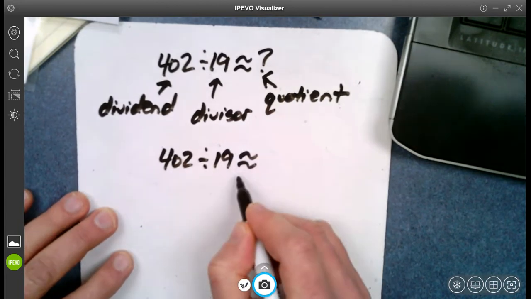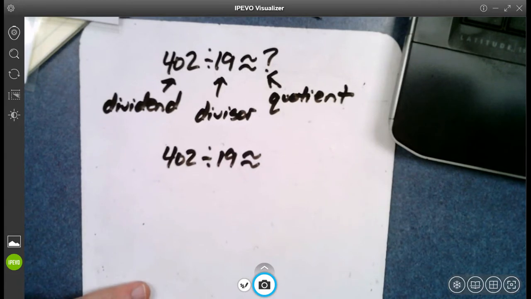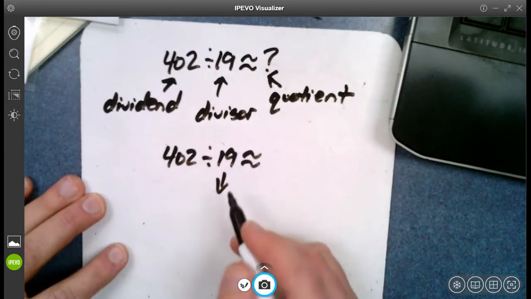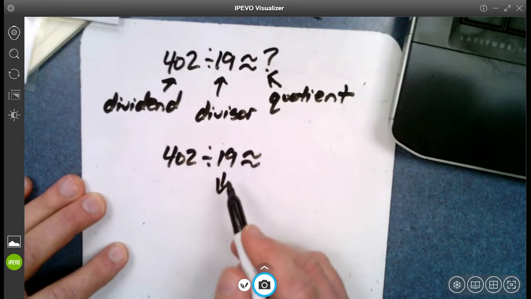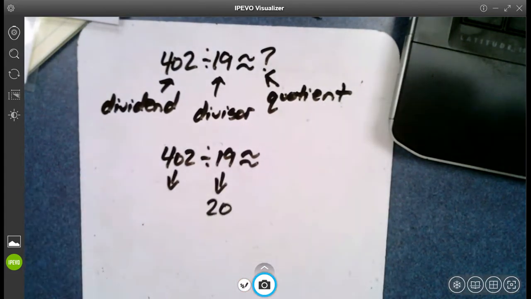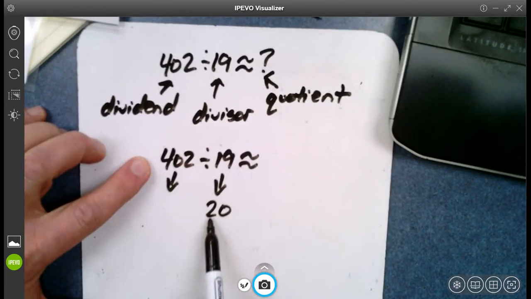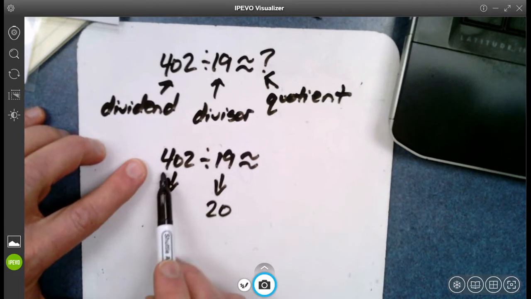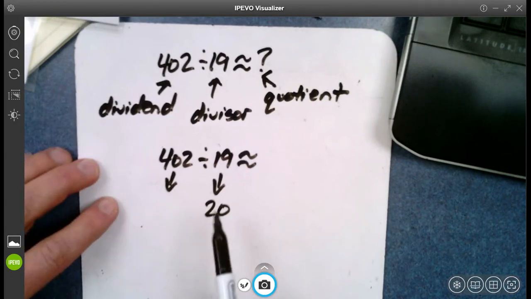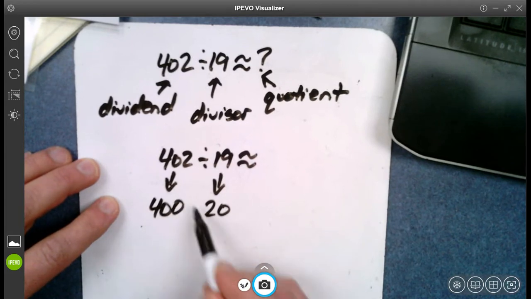And as you can see, we're estimating. So here's what we're going to do. When we estimate quotients, we always start by rounding the divisor first. It's much easier if we round the divisor first. So let's change the 19 into 20. Now I need to change the 402 into something that I know is going to be a multiple of 20. So I'm going to look at the 2, and I'm going to look at the 4. Well, I know that 4 is a multiple of 2. I can count by 2s and get to 4. So I can change this 402 into 400.